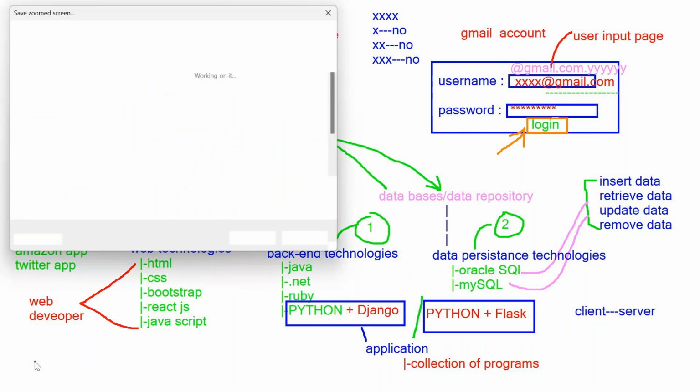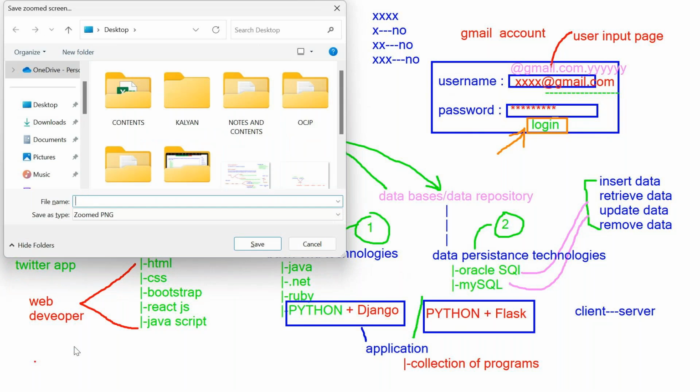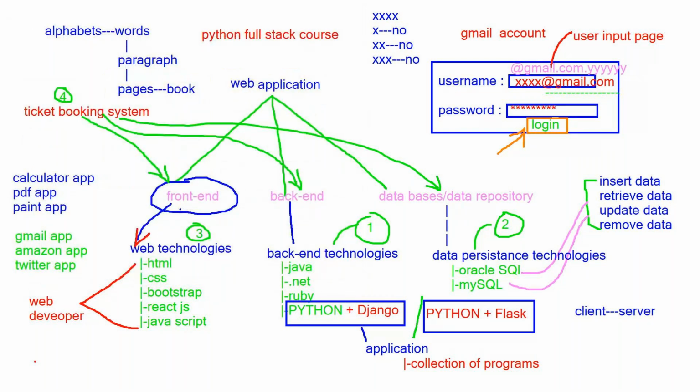Control S, let me save it. Whenever I am drawing something, if you feel that it is going to be useful for you, you can immediately take a screenshot of that. Okay, so, Python full stack parameters. Everyone please take a screenshot of this. It will be like your running notes. In every class I will let you take screenshots like this. Take a screenshot of this.